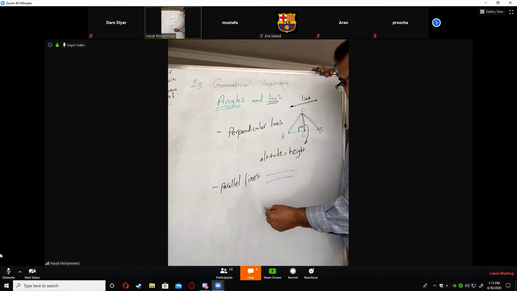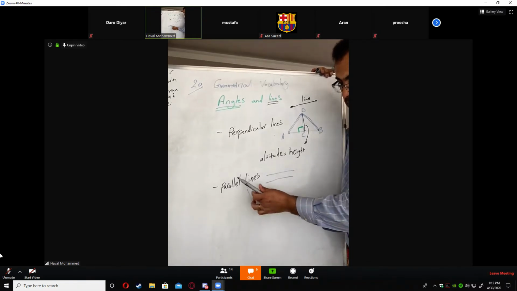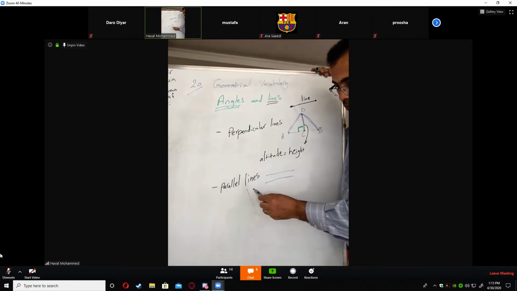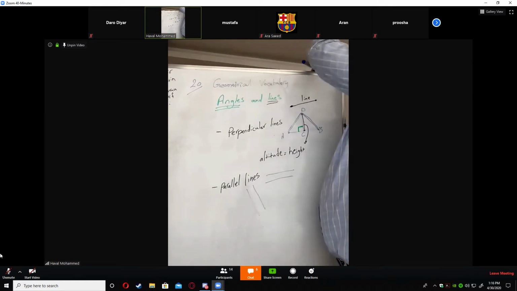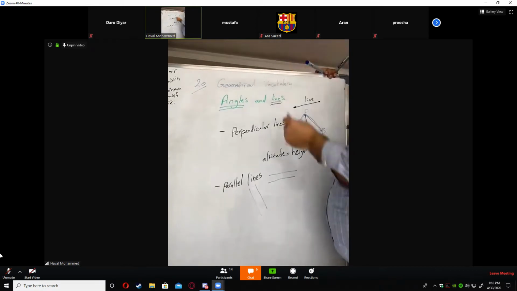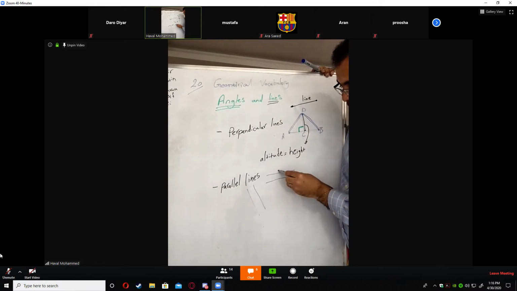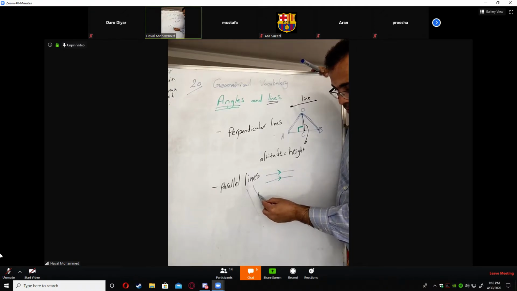Whether it is going down or going up or left or right, it doesn't matter. At the end, we look for the same distance, and usually we put one arrow on each, or sometimes we use a double arrow.